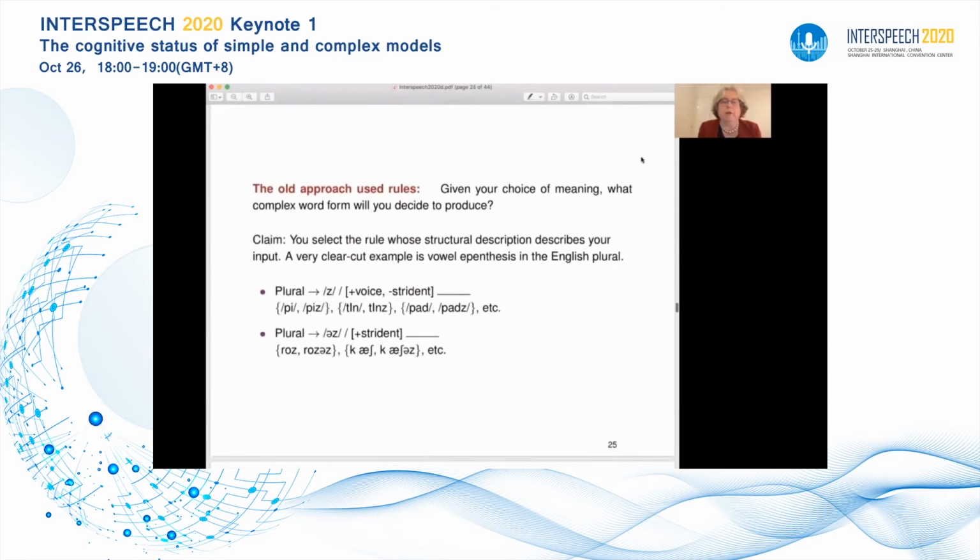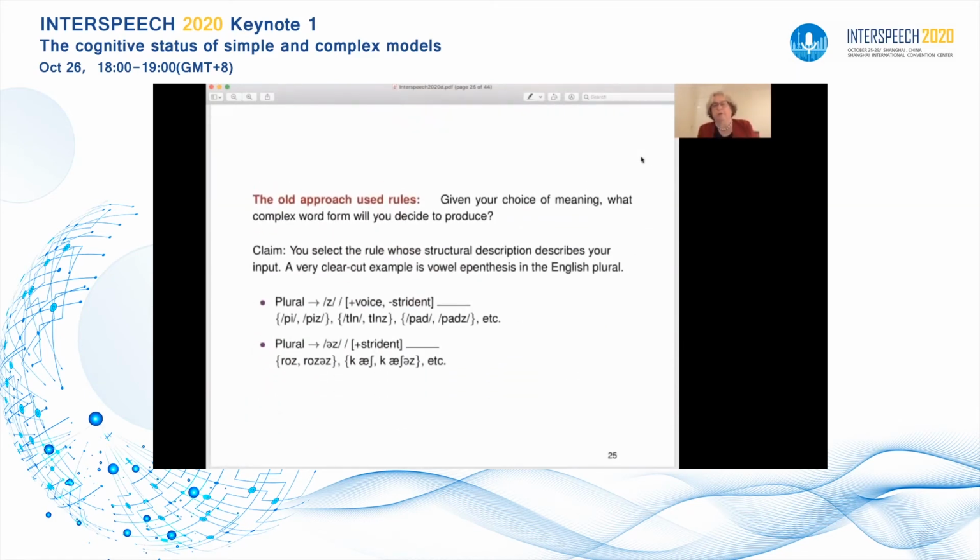Now, what I'm going to call the old approach used rules. Given your choice of meaning, what complex form will you decide to produce? The claim is that you would select the rule whose structural description describes your input. And a very clear-cut example is vowel epenthesis in the English plural. So if the stem ends in a consonant or vowel that is not strident, any non-strident voiced sound, you add Z.